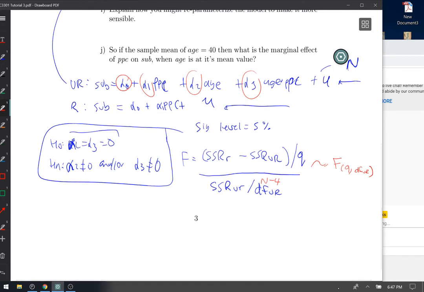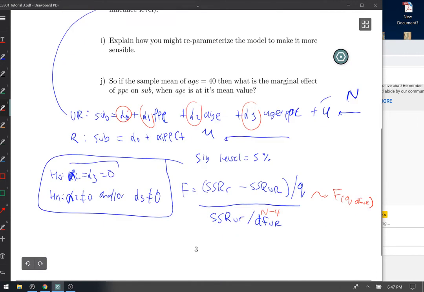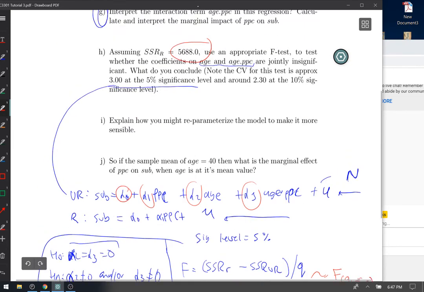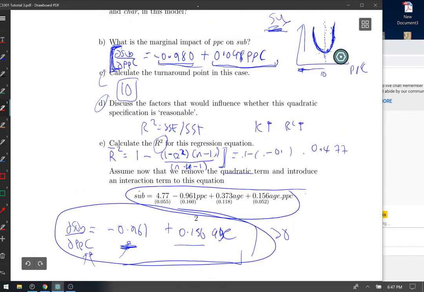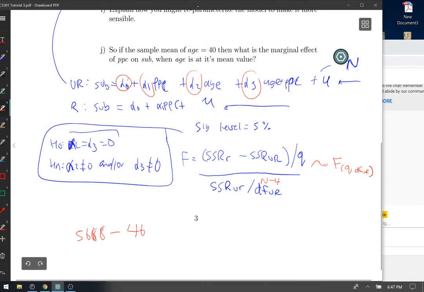Okay, so let's work on our question. We're being told that the sum of squared residuals in the restricted model is 5688. So in our case, we're going to have 5688 minus, well, you're given the sum of squared residuals in the other model. It's 4666 from the unrestricted model. And remember, it makes sense. The unrestricted model is more flexible, so the SSR from the unrestricted can never be bigger than the SSR from the restricted. When you enforce the restrictions, the SSR in general will increase because you've got fewer variables to explain the variation in y.